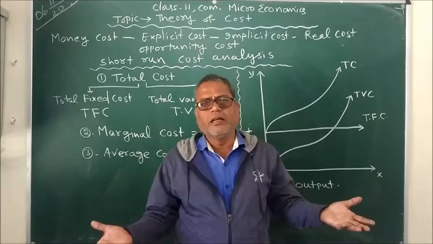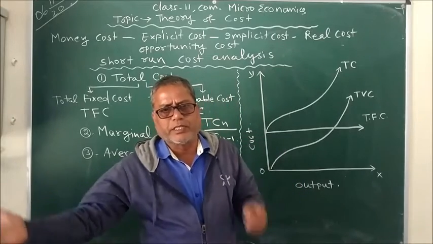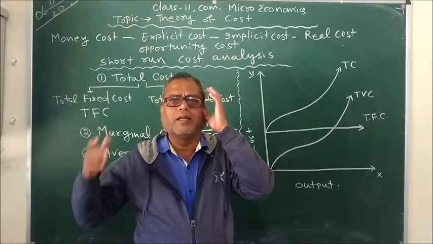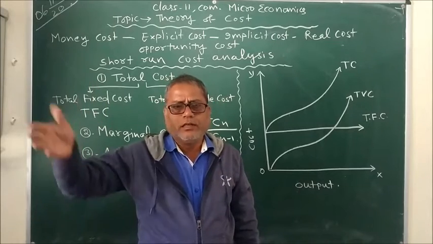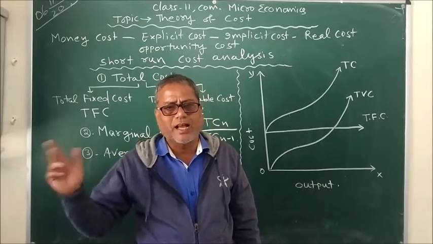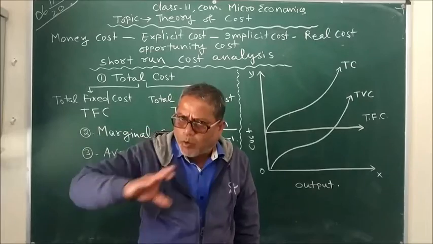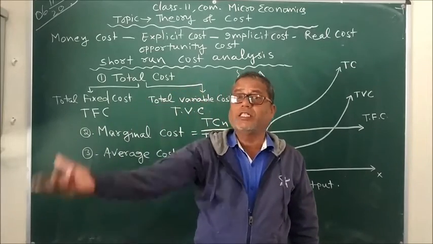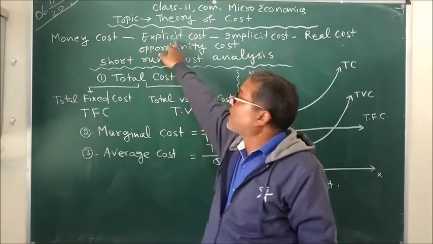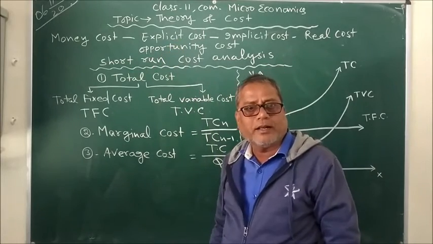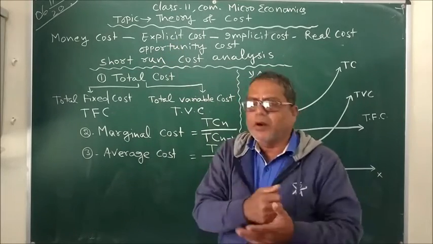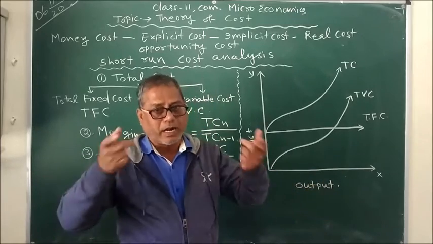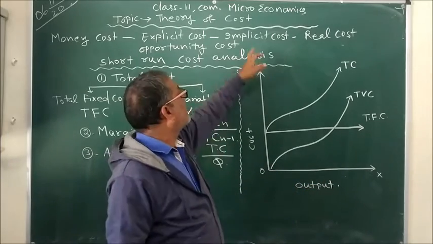Where am I paying? I am paying when I am purchasing milk. I am paying when I am purchasing sugar and different things that are necessary, gas. So, where the actual payment is made, that accounts for explicit cost, and where the cost exists but actually it is not paid like that of my payment, it is called implicit cost.